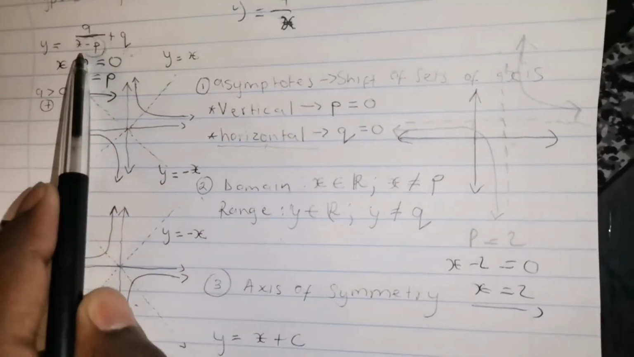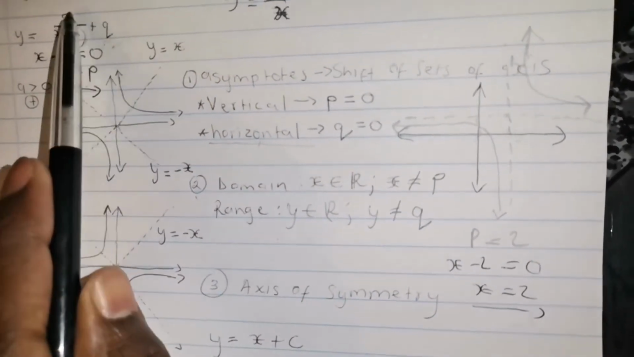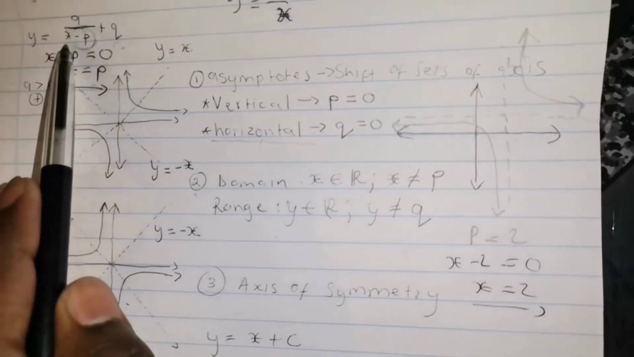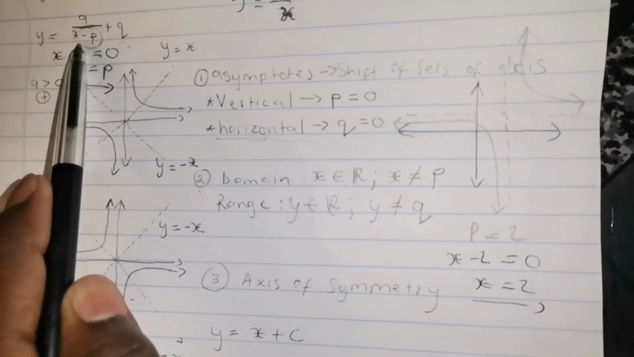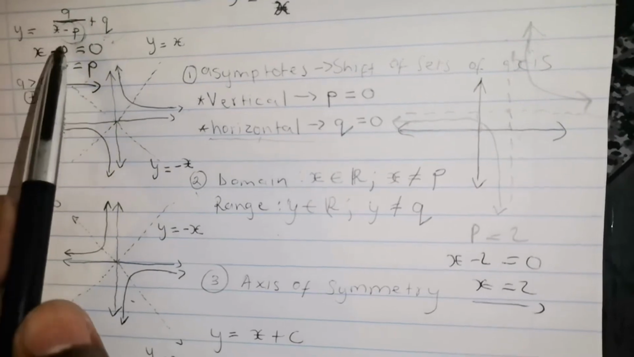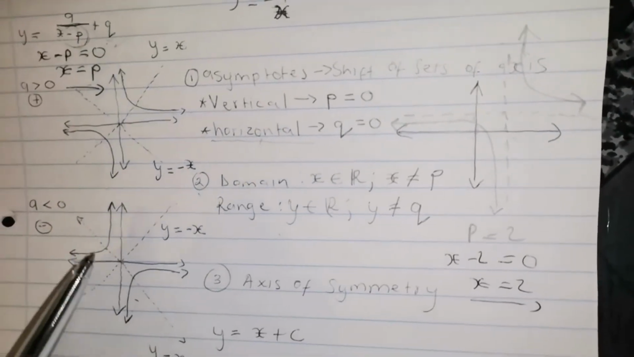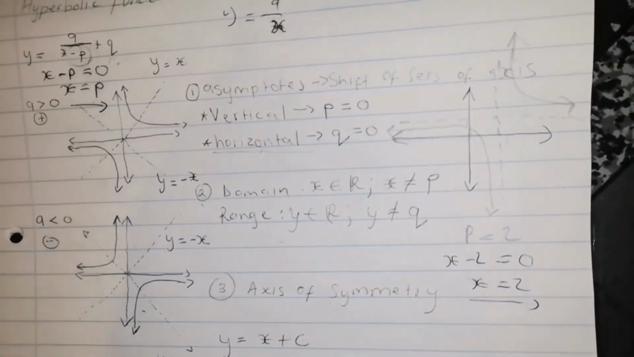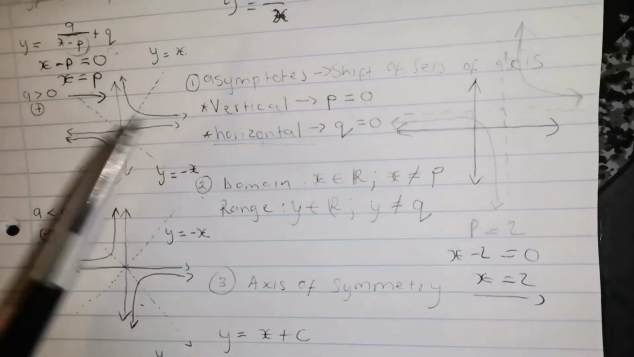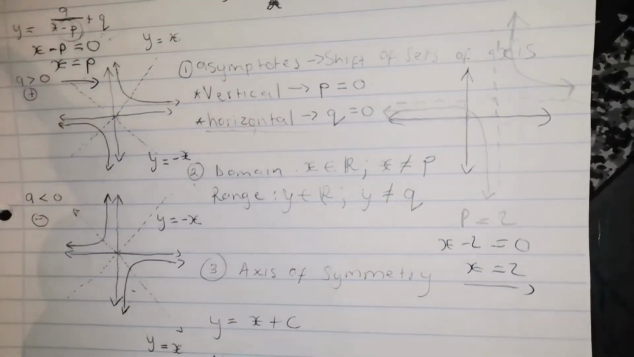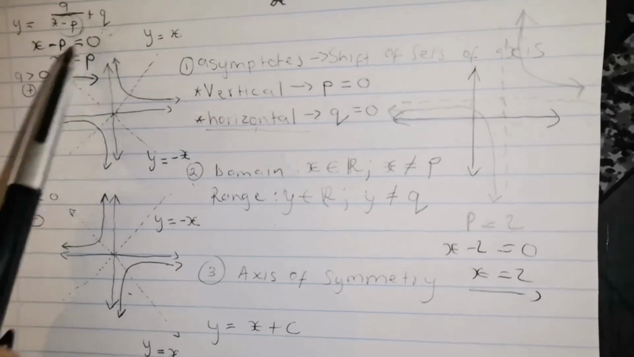Domain comes from the denominator of the hyperbolic function, meaning from x minus p, that's where you find the denominator. It means the graph does not touch our asymptote. Hence we say x should not be equal to p, and this p changes sign also. Remember, x minus p equals 0, then x equals p.